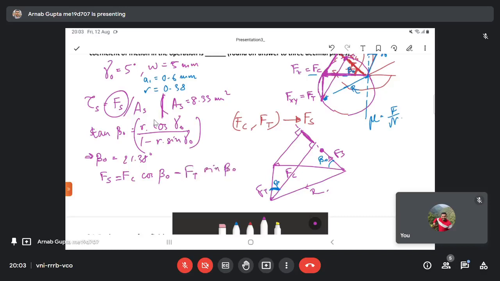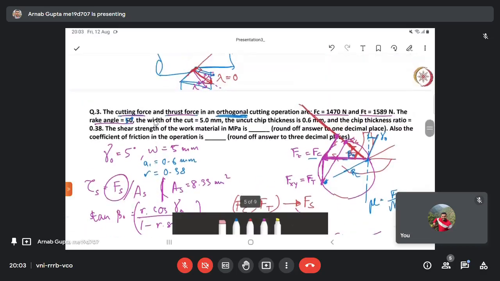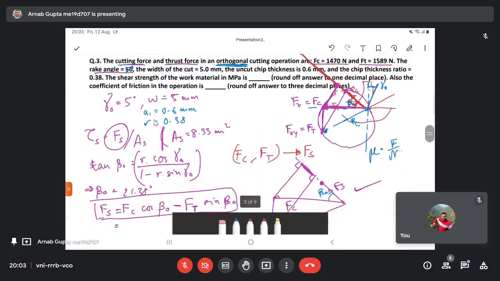Okay. See, you have two options. Either you remember this particular expression, or if you have practiced this enough, then you can directly arrive at this equation just by looking at the Merchant circle diagram. Now you substitute the values. What will be this Fs? It's 1470 cos 21.38 minus 1589 sin 21.38.